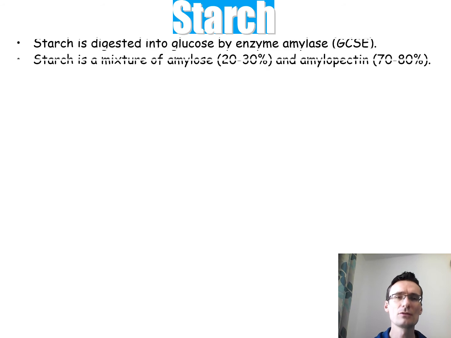So if we look at overall starch, you'll do much more about it being digested later on. At GCSE, you need to know it's digested by the enzyme amylase into alpha glucose. Starch is a mixture of amylose and amylopectin, about 30% amylose and 70% amylopectin.